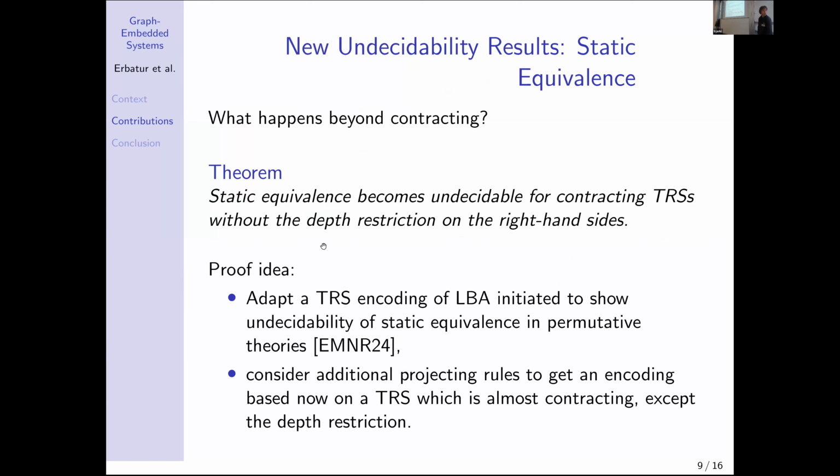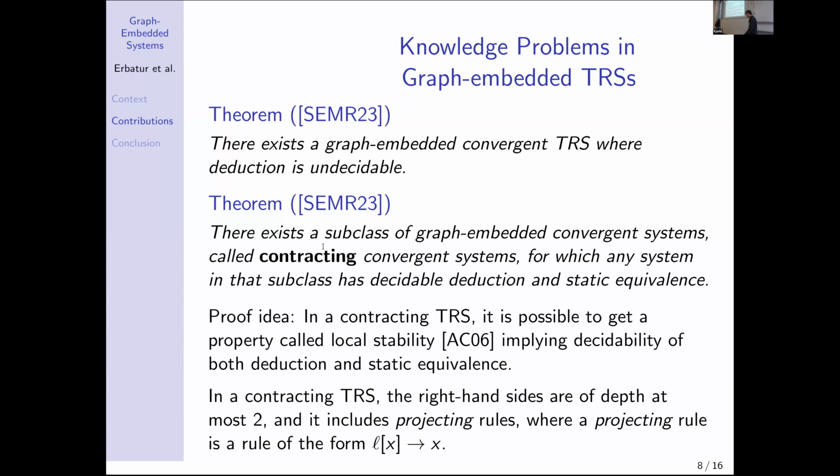Okay. And so in the paper, in fact, we are studying what happens beyond contracting. We knew already a general result about homeomorphic embedding. And we have shown also in the paper that, in fact, I missed something in the previous slide. To define a contracting term-rewrite system, we need projecting rules, but we also need a strong assumption on the right-hand side. The right-hand sides must be very small.